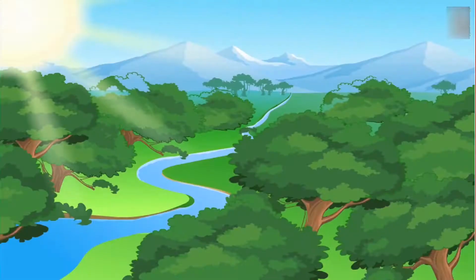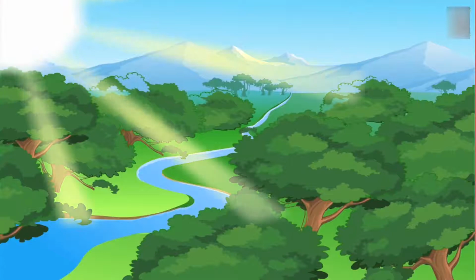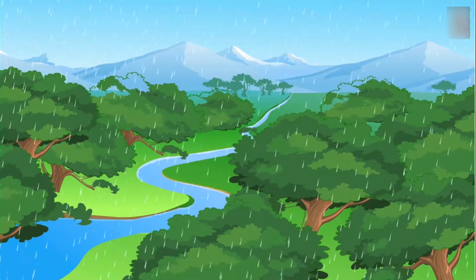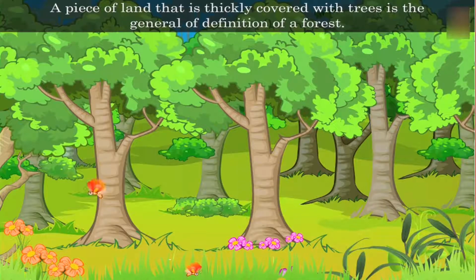Natural vegetation can be classified in 3 broad categories. 1. Forests. Forests are found in the areas where you get plenty of rainfall and sunshine. A piece of land that is thickly covered with trees is the general definition of a forest.